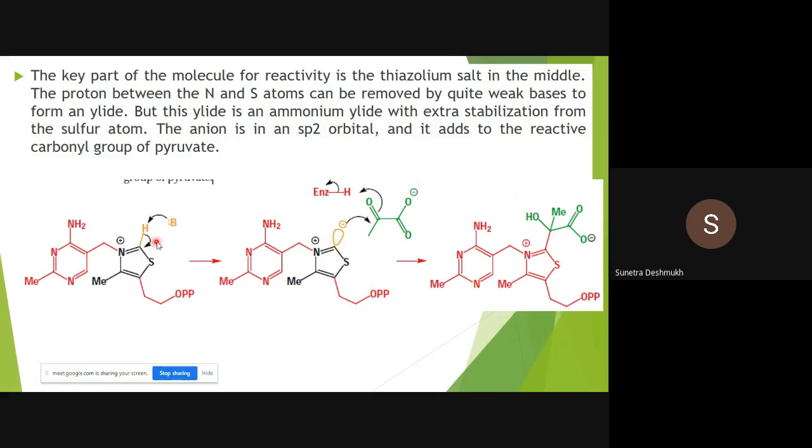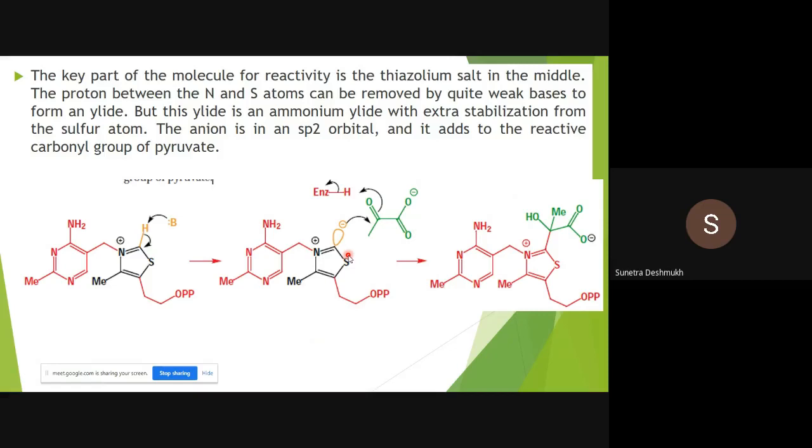Here a very weak base abstracts the proton to generate a negative charge on the carbon atom and a positive charge on the nitrogen atom. In this way we have created the ylide, and this ylide is highly reactive. Synthetically prepared ylides are also highly reactive, but this is an ammonium ylide with extra stabilization from the sulfur atom. The sulfur atom is at the position adjacent to this negatively charged carbon atom, so the ylide is highly stabilized by the presence of this heteroatom adjacent to the ylide carbon.